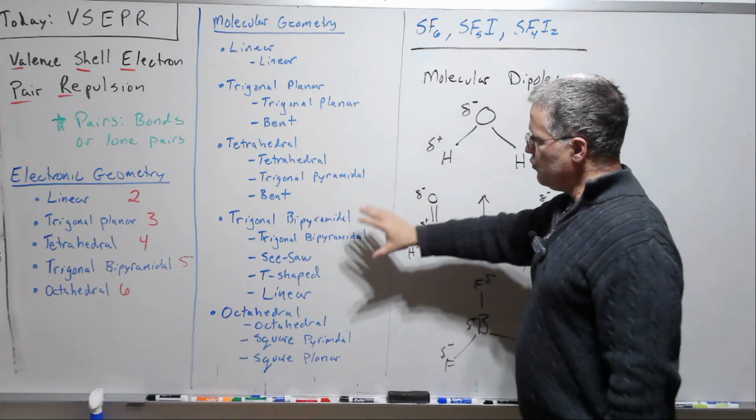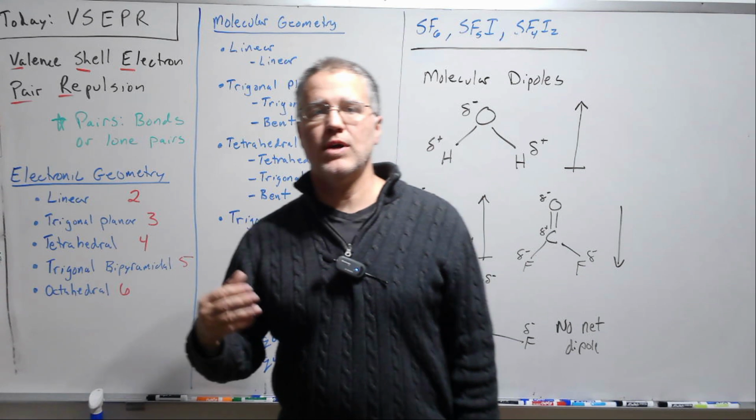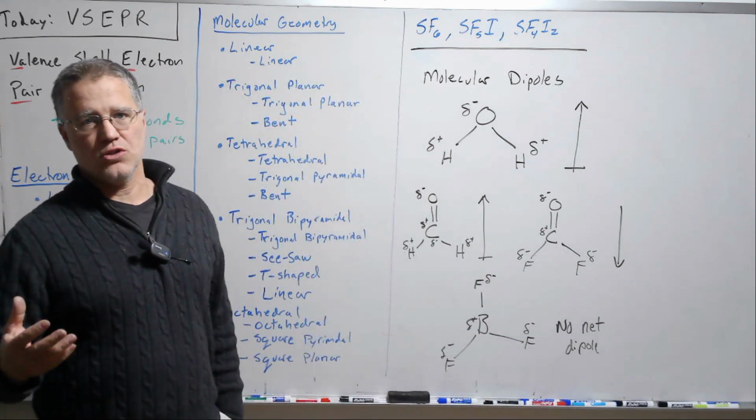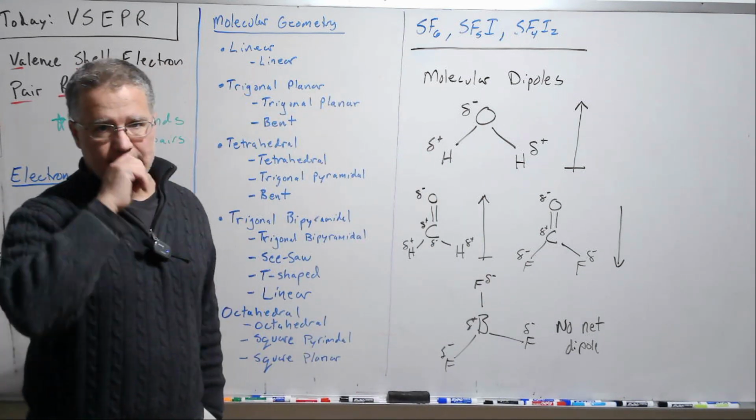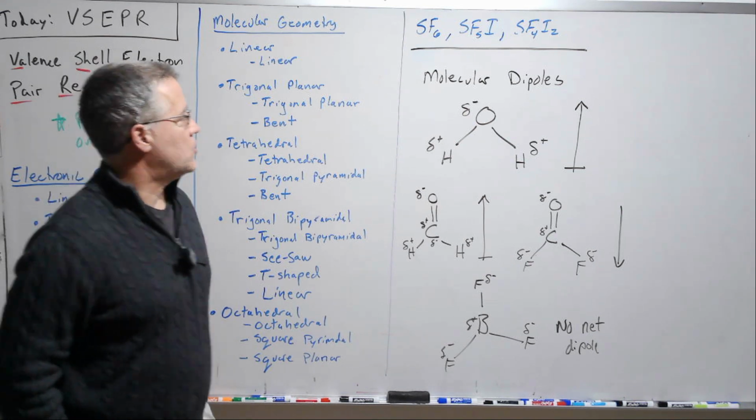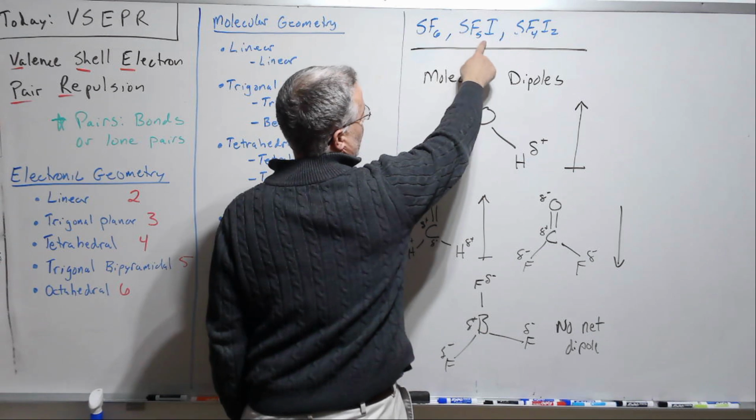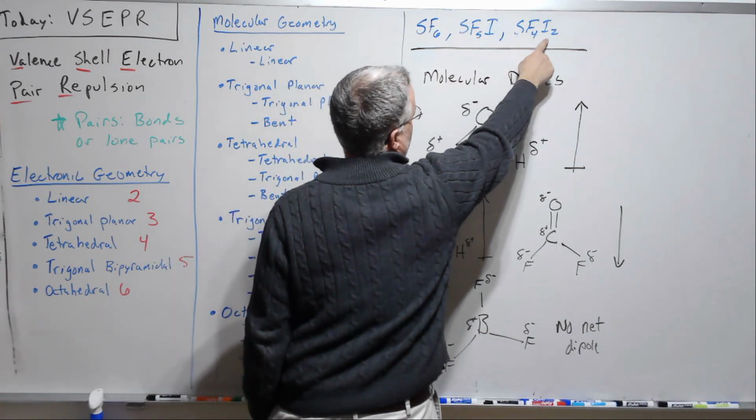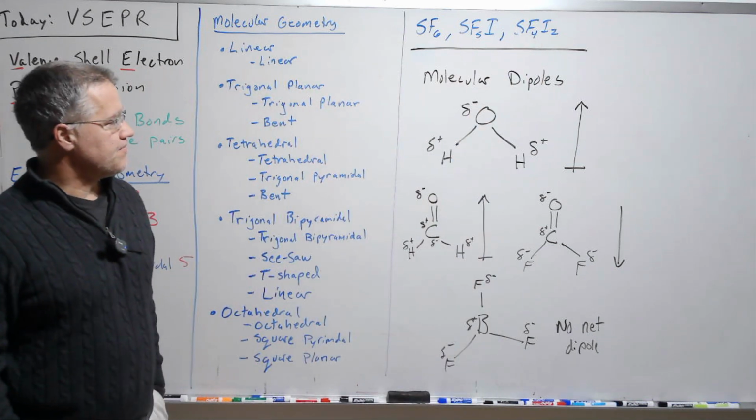But using those ideas of where to put the larger lone pairs, then we can get the right structure when we have a situation like this. This doesn't matter, right? That would be the same no matter what. But here, where do we put that second iodine?